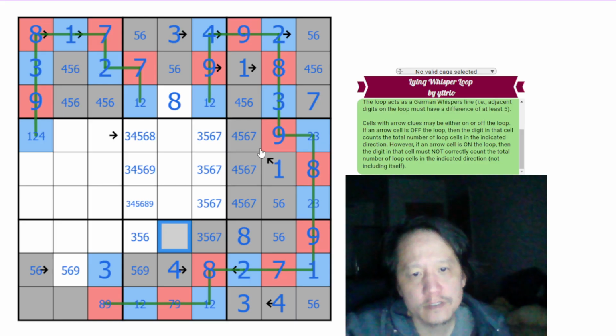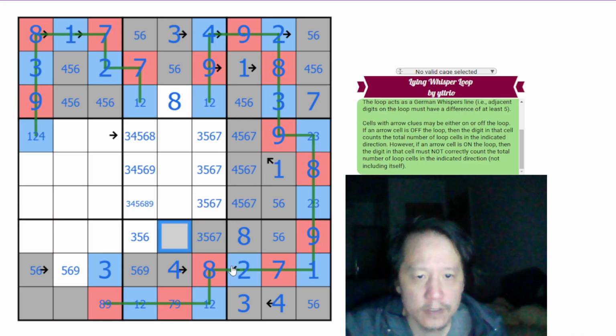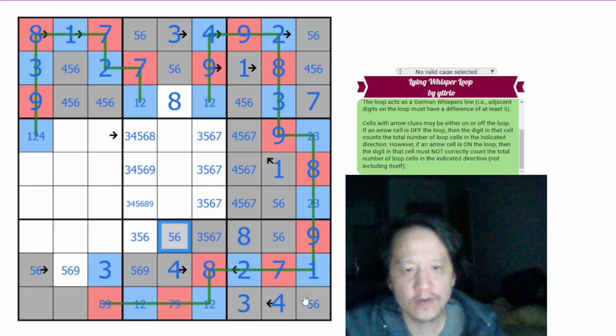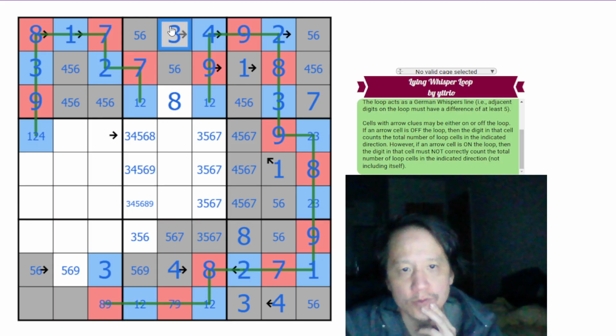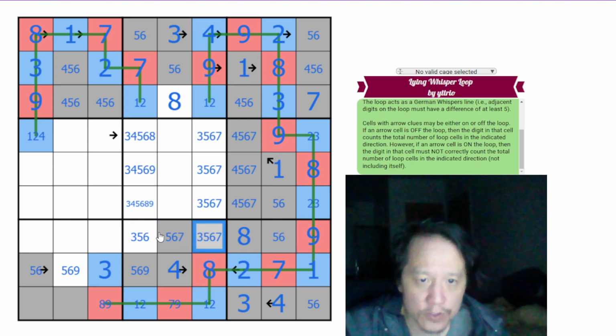So let's see. Then this cannot be 1 or 2, 4 or 8 or 9. Can't be 3. It's 5, 6, 7, right? No 1, 2, no 3, 4, no 9, no 8. It's 5, 6, or 7. So 3 is one of these two. This can go one of those two spaces.